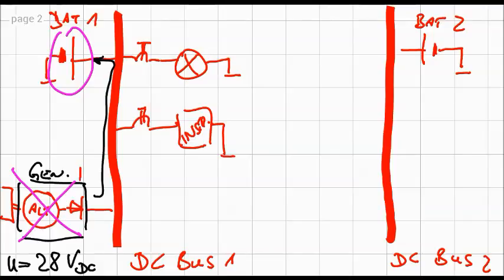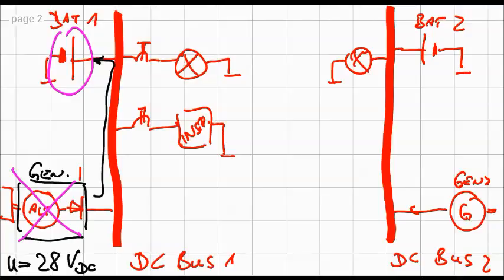Generator 1. And I could have a generator 2 on this side as well. Then I could have other consumers here. Let's say the co-pilot's reading light. Oops, there's a mistake. We need a protecting device. And there could be the co-pilot's instrumentation. Oh, here as well, need a protecting device.